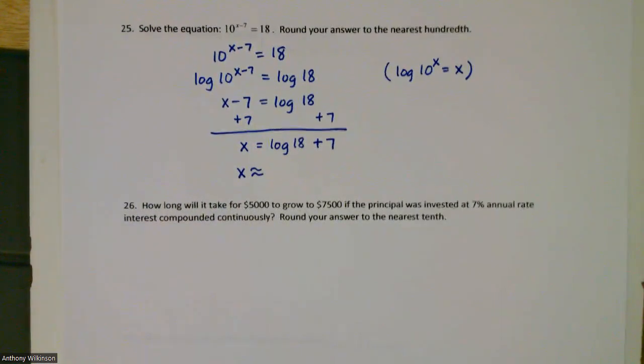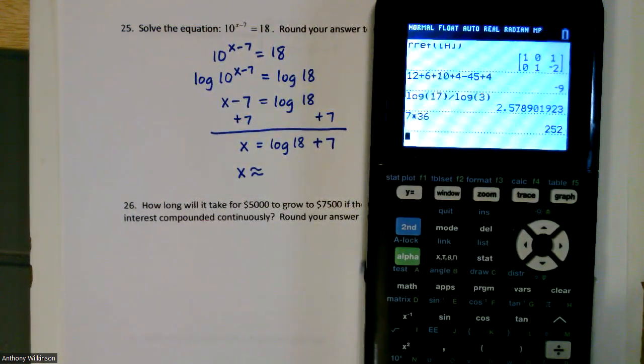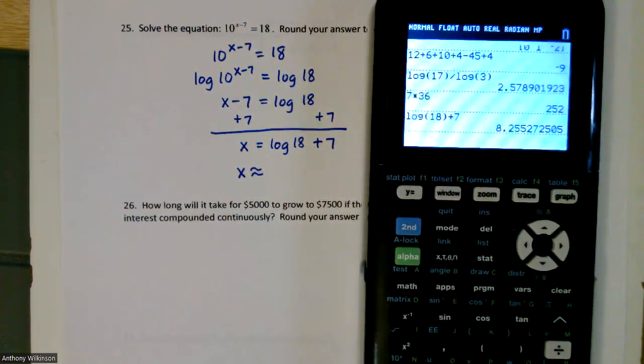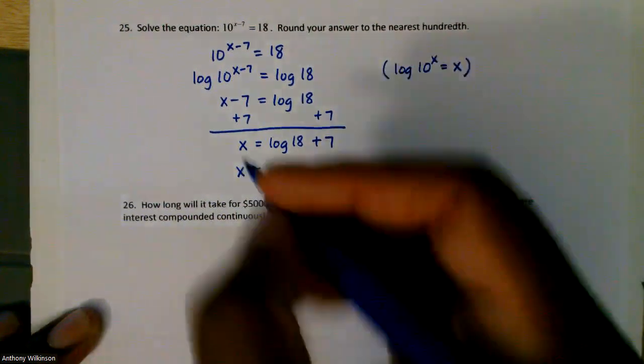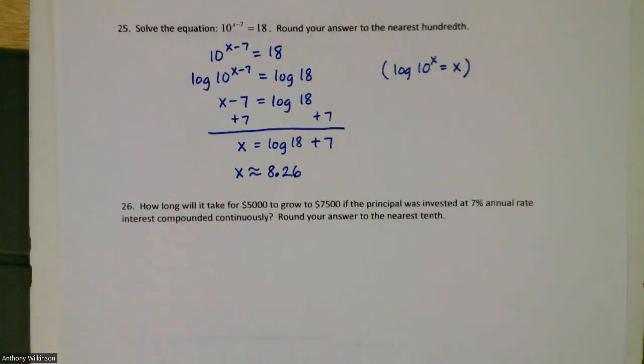Now I need an approximate value to 2 decimal places. So let me show you how we type this in our calculator. All right, first of all, we press the log key and then 18. You're only taking the log of 18, so you need to close your parentheses around the 18. Whatever the log of 18 is, you're going to add 7 to it. And then to 2 decimal places, this will be approximately 8.26. So the approximate value of x would be 8.26.